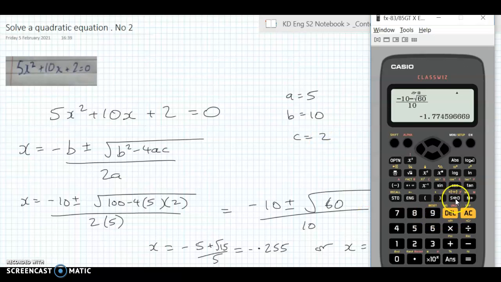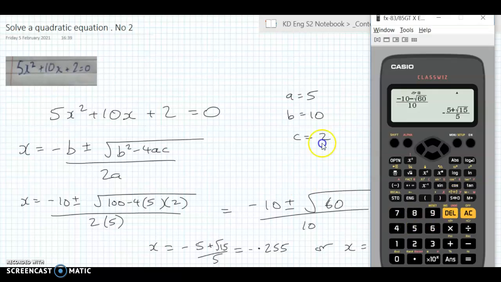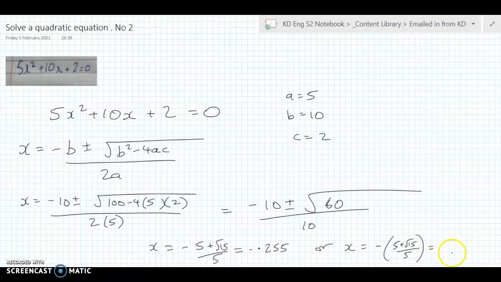And you can see, no, it's not the same answer for some reason. I'm confusing myself. Oh, in this case, the minus is applied to everything, whereas in the last answer, the minus was just on the 5. Right? So we've minus 5 plus root 15 all over 5. And in decimal, that is minus 1.775 to 3 decimal places.